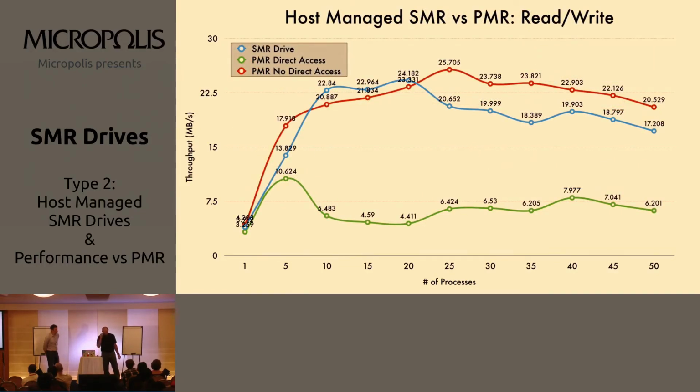And finally, we want to do the read-write comparison. Notice here that the moment we begin to interrupt the writes on the disk with some read operations, we can see both the PMR and the SMR drive performing fairly close.